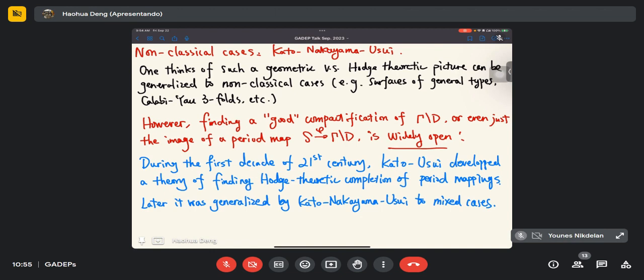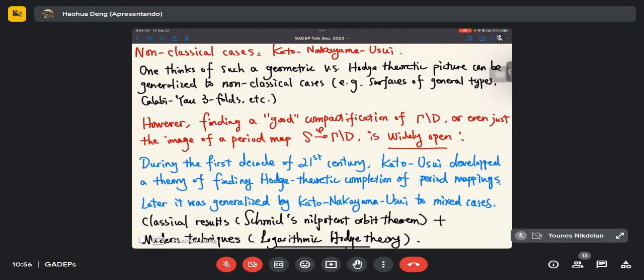So what exactly are the spaces they have been constructing? Now let's talk about Kato-Usui, later generalized by Kato-Nakayama-Usui to the mixed Hodge structure case. Kato-Usui's theory was developed at the very beginning of the 21st century. They were trying to find a Hodge-theoretic completion of period mappings. Later, it was generalized by Kato, Usui, and Nakayama. They wrote another series of papers, besides Kato-Usui's book, generalizing their theory to the mixed Hodge structure case.